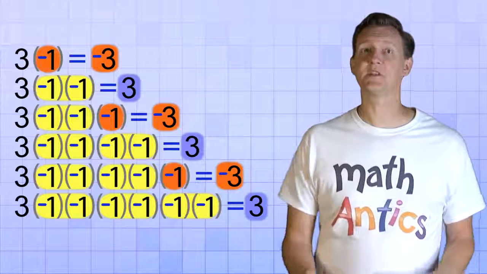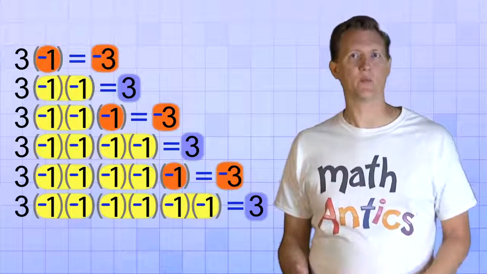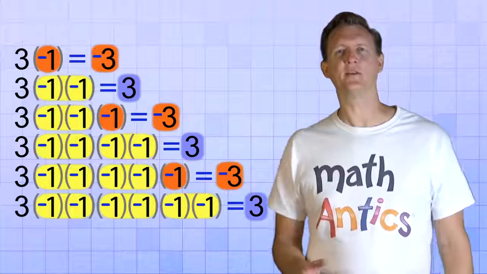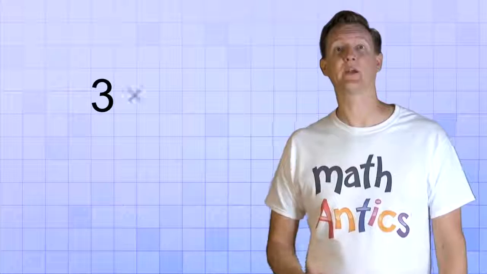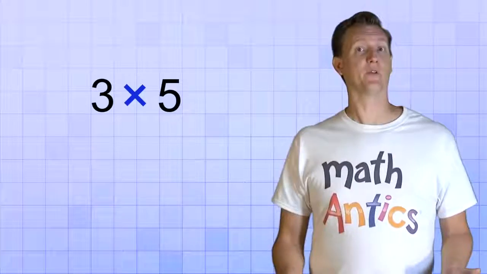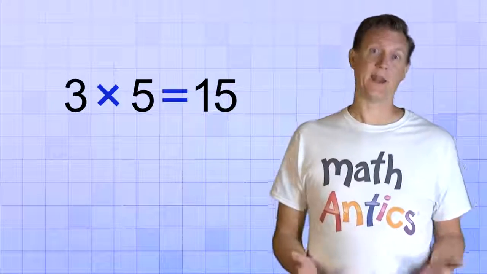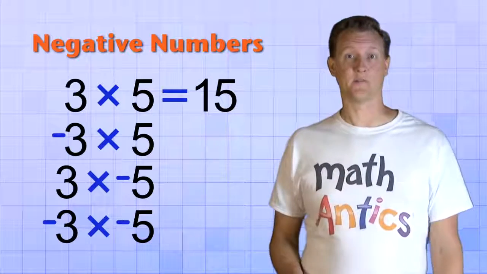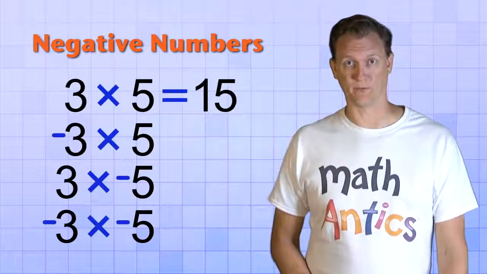In a minute, we'll see some examples of how knowing this will help us when multiplying and dividing lots of integers. But first, let's look at the simple problem 3 times 5. We know that the answer is 15, but now, thanks to negative numbers, we know that there's 3 more variations of this problem that we need to learn how to do.